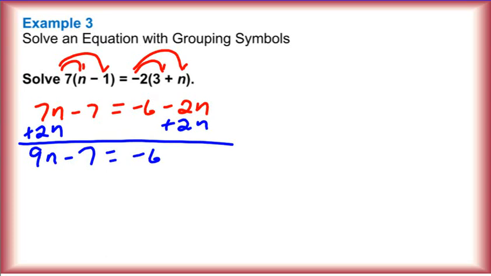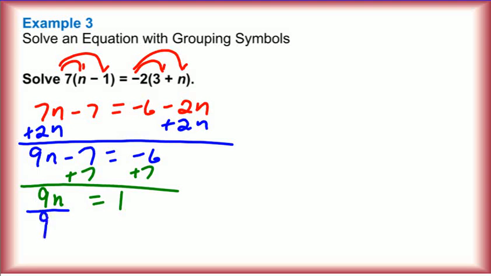I don't want this -7 here, so I need the constant terms to be on the other side. So I'm going to add 7 to both sides. And I'm left with 9n equaling 1. And my final step to get n by itself: the opposite of multiplying by 9 is divide by 9. Left with n equaling 1/9.